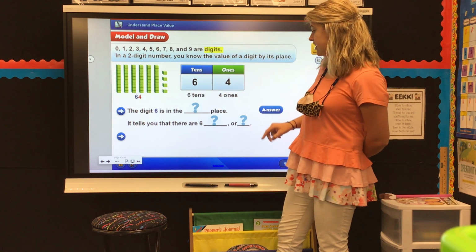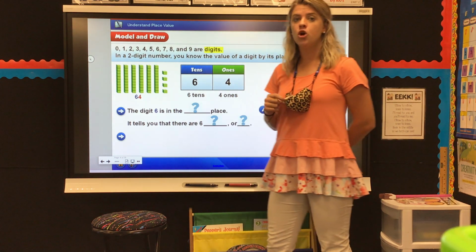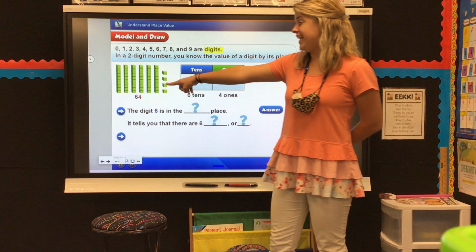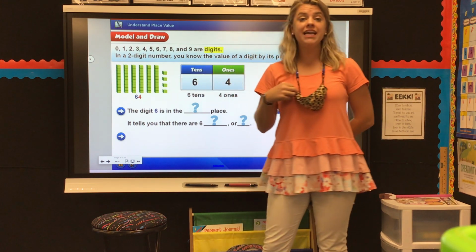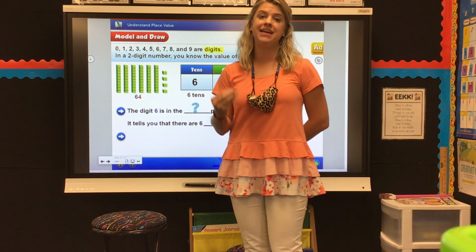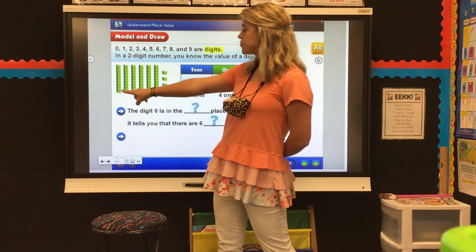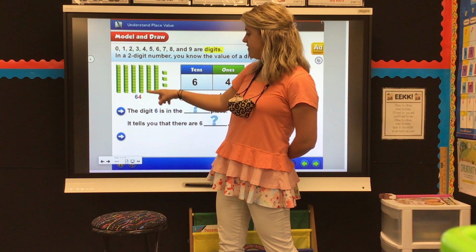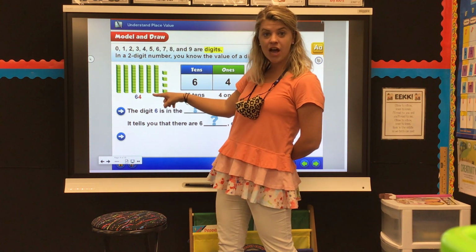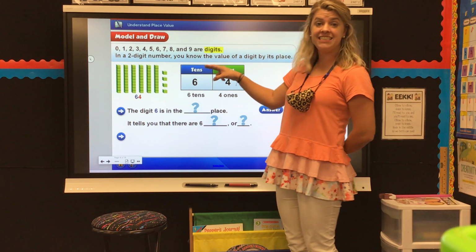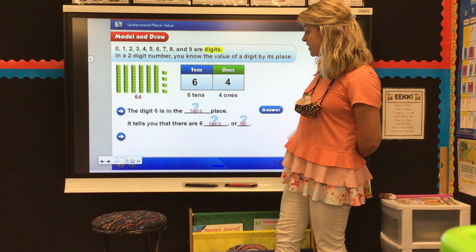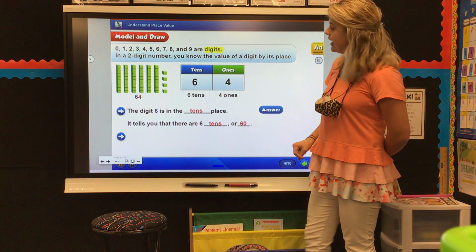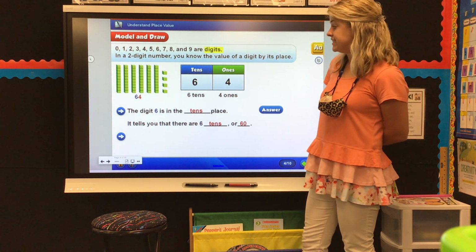So we know that it tells us there are 6 tens, but what does that mean? When we see these green 10 rods, we're going to count by 10, or we're going to skip count by tens. So let's do that now. 10, 20, 30, 40, 50, 60. So when I see a 6 in the tens place, that means that I have 60. All right? So a 6 in the tens means 60.